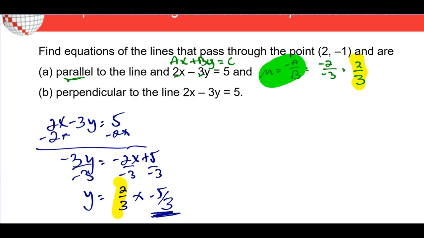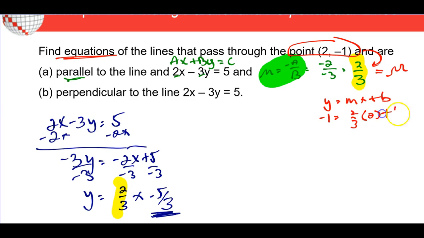So now I want to find the equation of a line that passes through this point and has this slope, which is the same slope. So I will go to y equals mx plus b, the y value, slope, x, and b, and I'll solve for b, which turns out to be negative 5/3. You can check my math there.